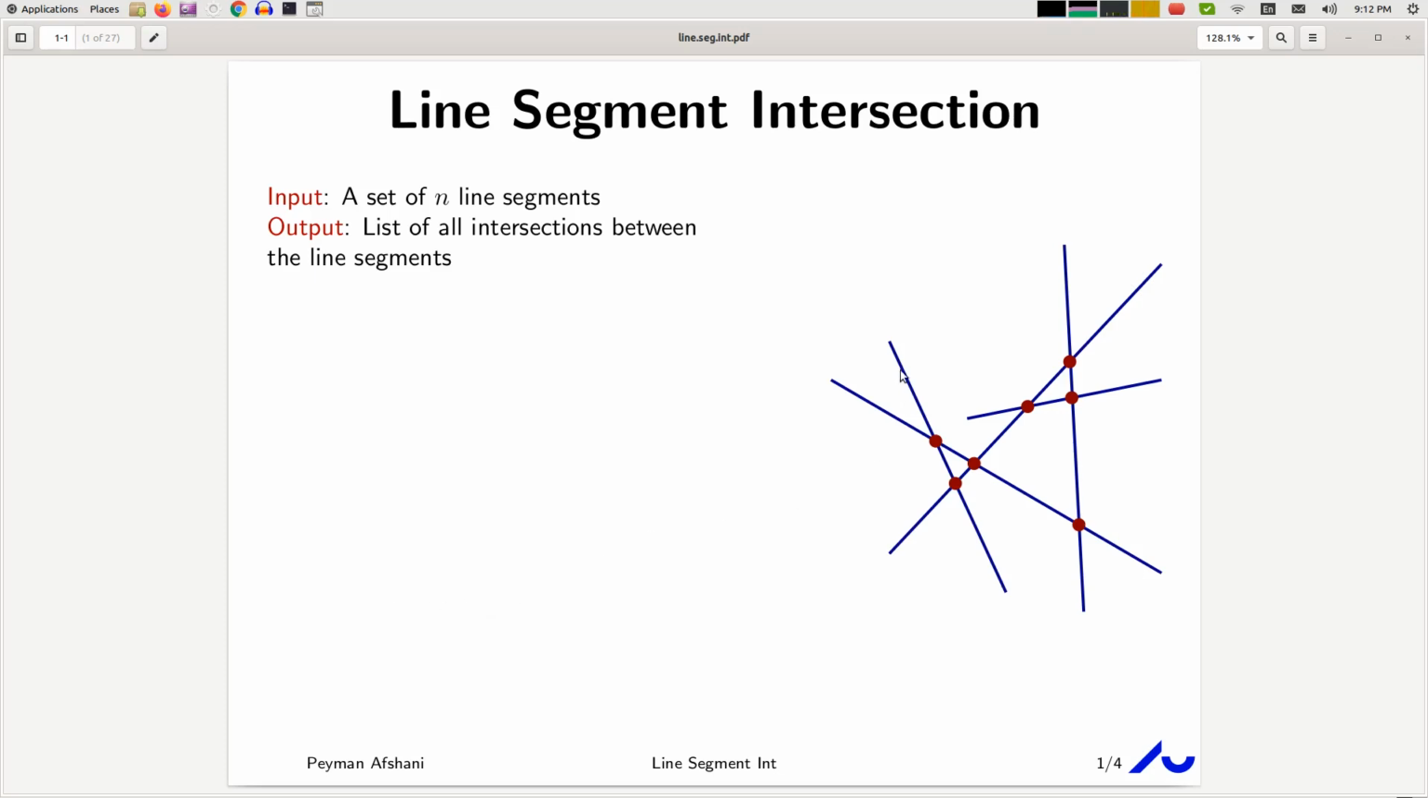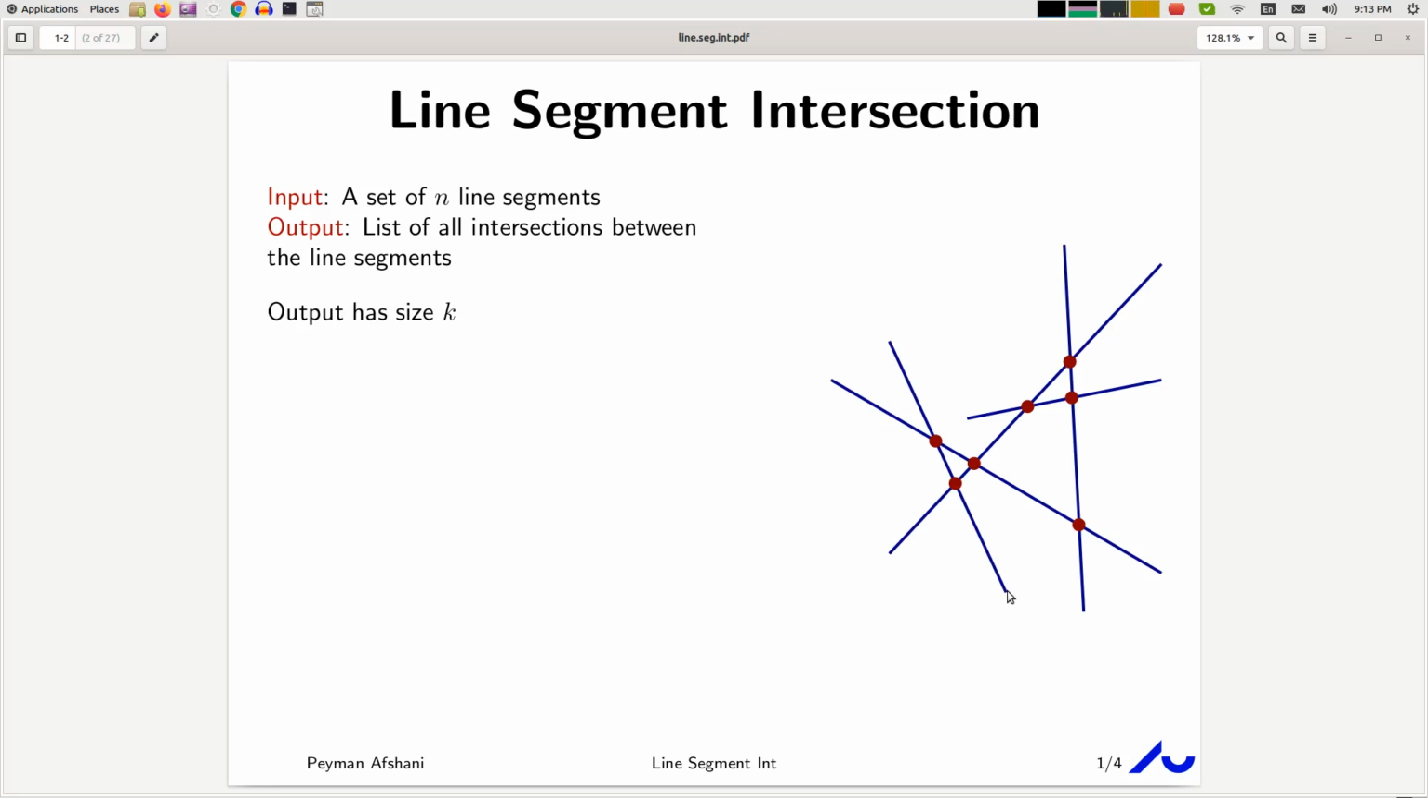You have an input of n line segments given to you, for example, by their two vertices. So maybe you have two coordinates that describe this point, another two coordinates that describe this one. And the output that we want is the intersection of all the line segments. So we want a potentially huge list. So the output of this algorithm might have some size k.